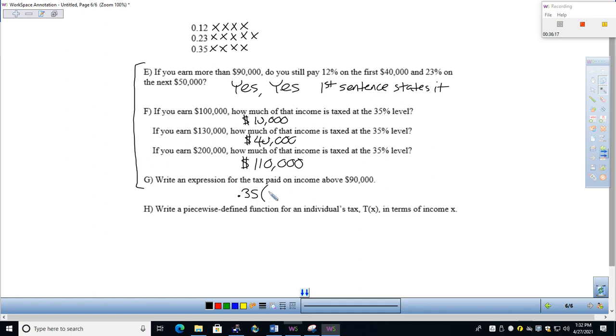So that's the 35% times X minus 90,000. Because we already have been taxed at those lower rates for the first 90,000. So this rate just kicks in for anything above 90,000. So I subtract away 90,000. That tells me how much is taxed at that rate.